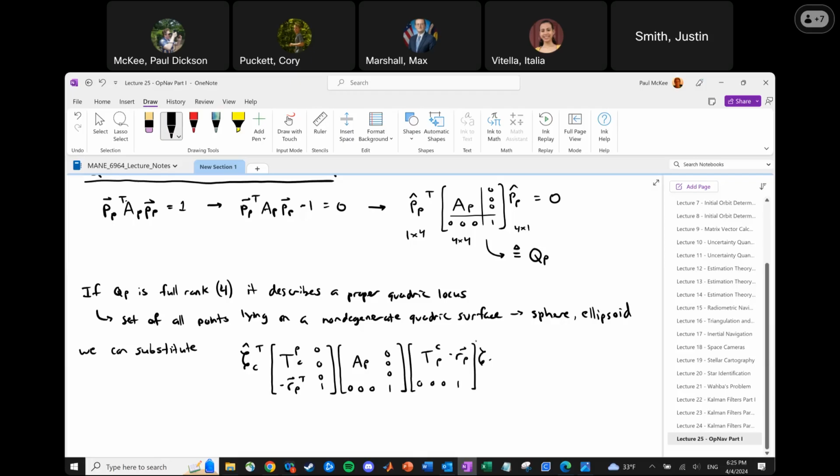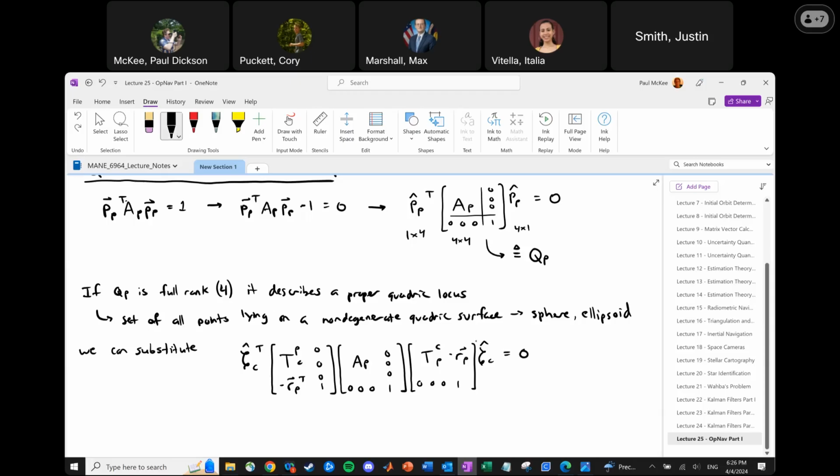And zeta C. So we just took this same equation as we saw a second ago, zeta P transpose Q P zeta P is equal to 0, and we just plugged in the fact that we can substitute a point on the surface for a rotation and a translation multiplied by a vector from the spacecraft to a point on the surface.